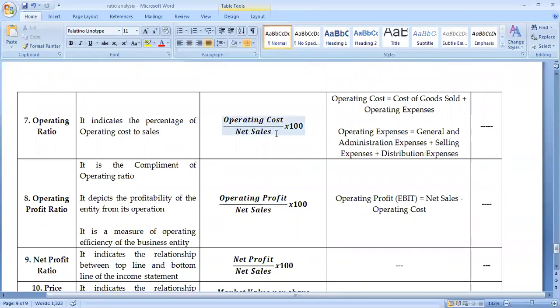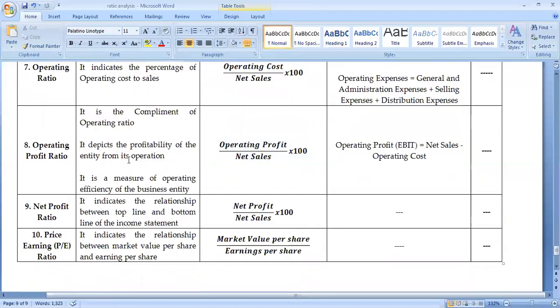Next, operating ratio. It indicates the percentage of operating cost to sales. So operating cost will be compared with the net sales into 100. So what does operating cost include? Operating cost is equal to cost of goods sold plus operating expenses. So the operating profit ratio is also the same: operating profit into 100 divided by the sales. Net sales minus the operating cost.